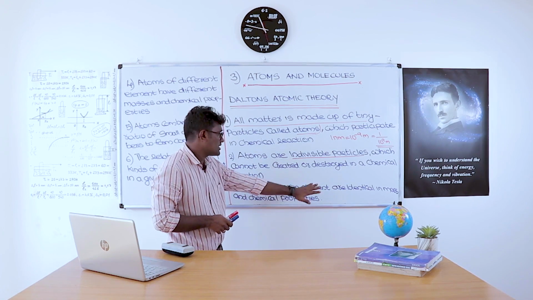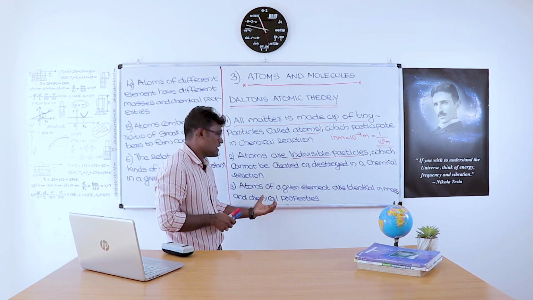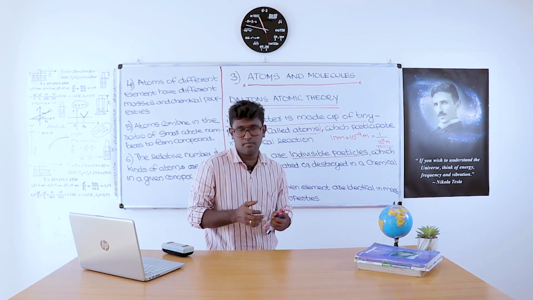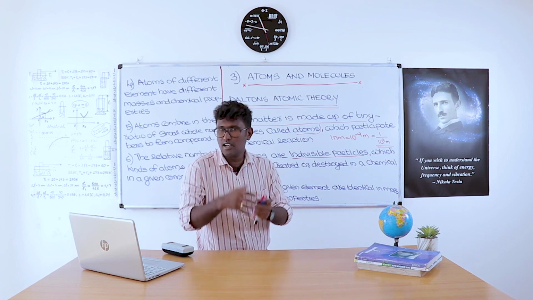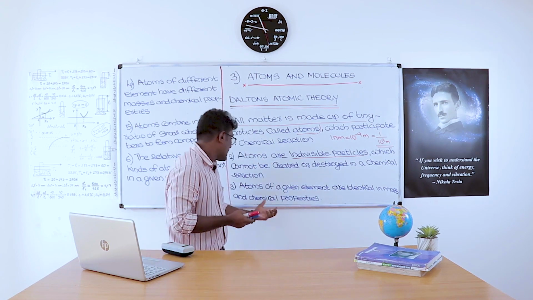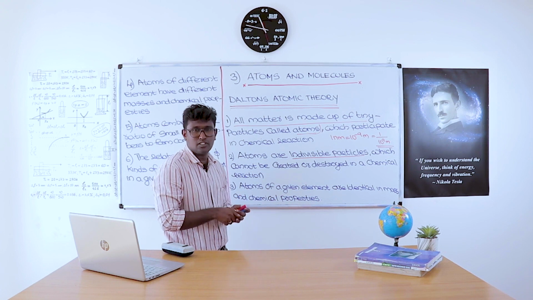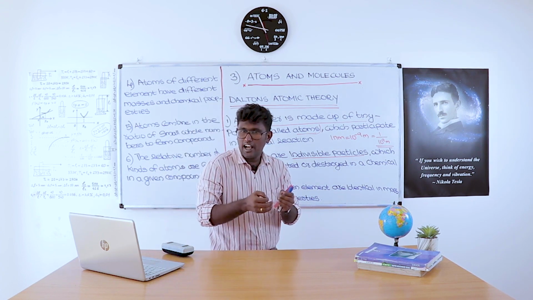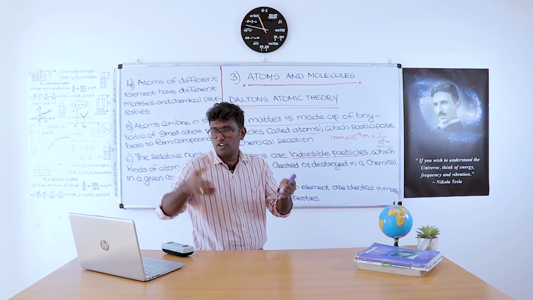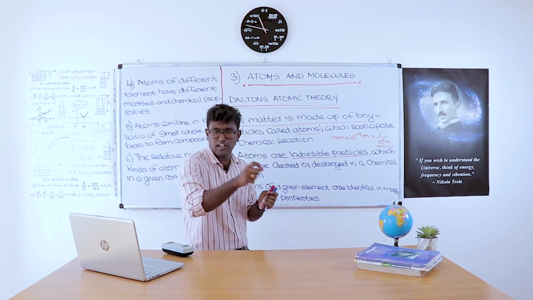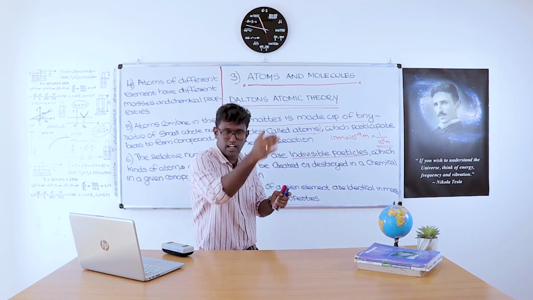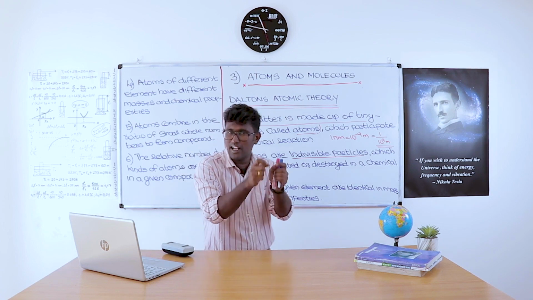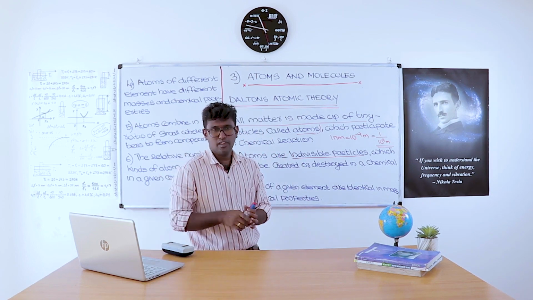Identical properties means that they show similar chemical properties and are identical in mass. Their masses are the same and they are identical in chemical properties. So if we consider an element X or Y or Z, there will be atoms in X, Y and Z. If we consider the element X, all the atoms in X are identical in mass and show similar chemical properties. That is the third postulate.